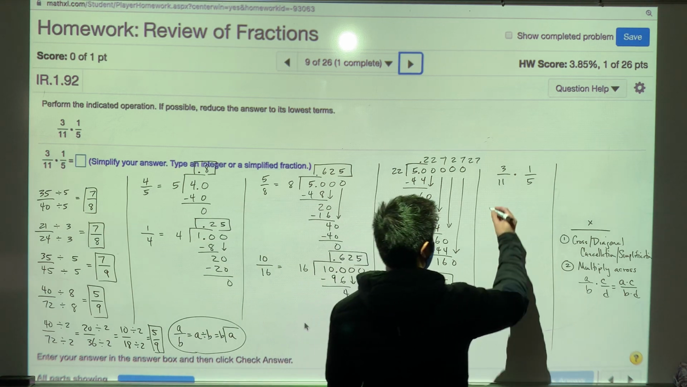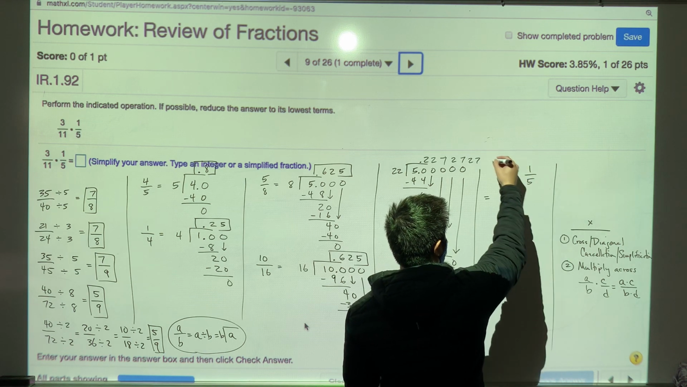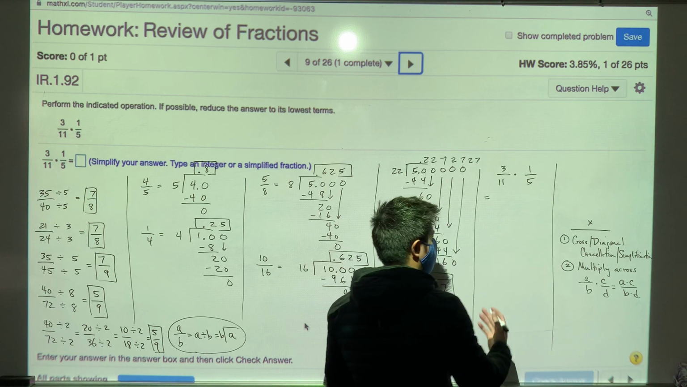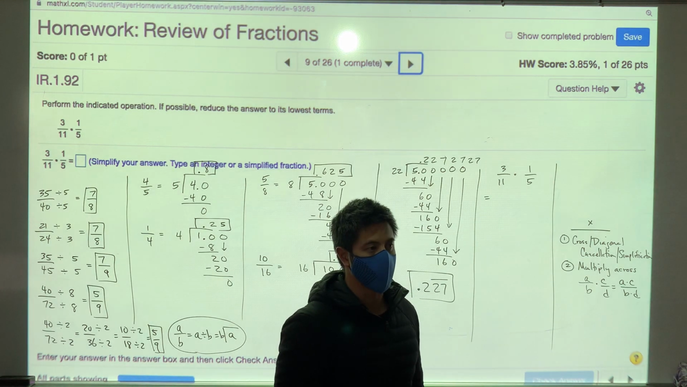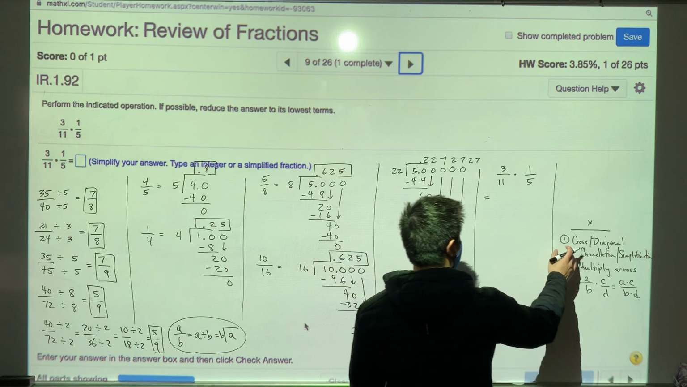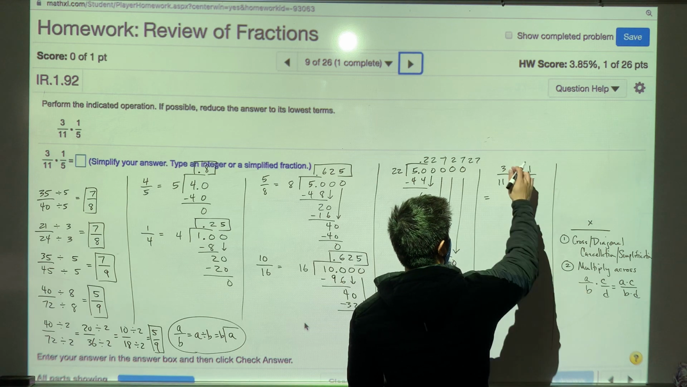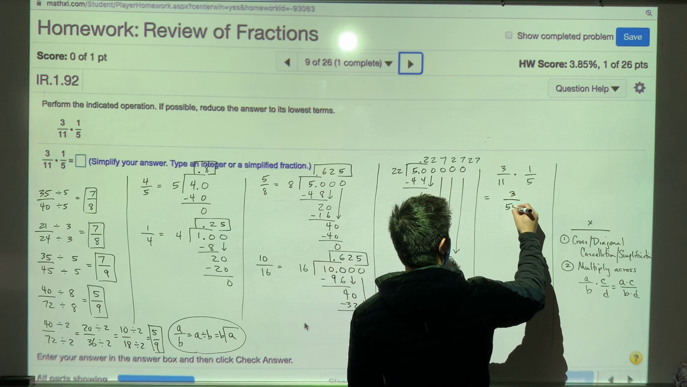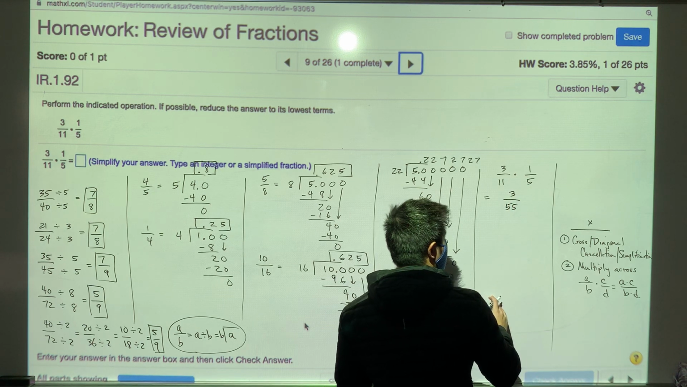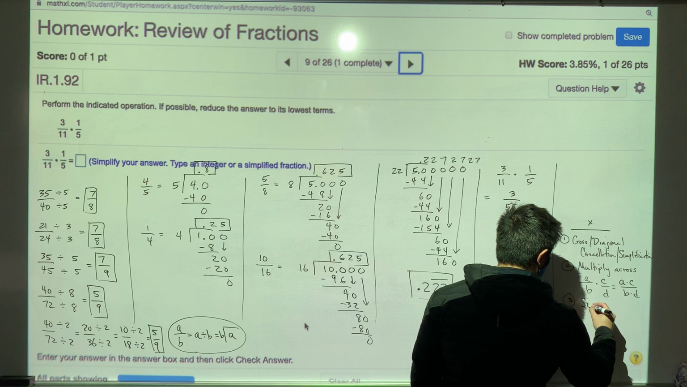Let's take a look at this problem. I will tell you immediately that there is no diagonal simplification or cancellation that you can do. I'll show you that when we get to one that actually has it. Since this doesn't apply to our problem, we can move forward with multiplying across. 3 times 1 is 3. 11 times 5 is 55. And that's it.